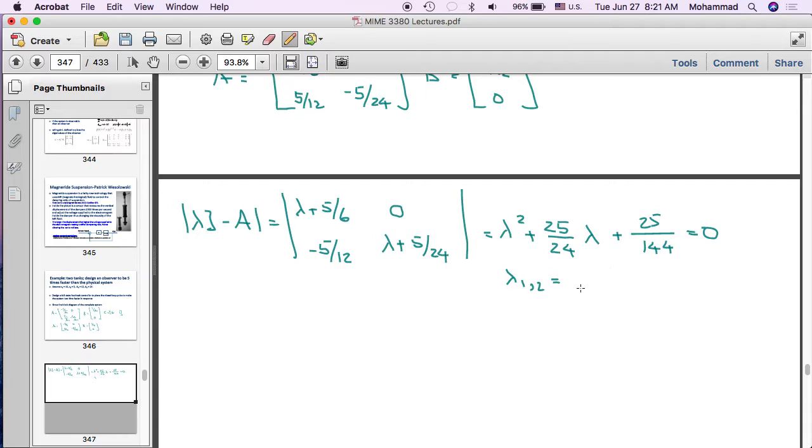Yes, it should be divided by 2. So one of them is minus 0.22 and the other one is minus 0.8 roughly. So the two numbers are these.